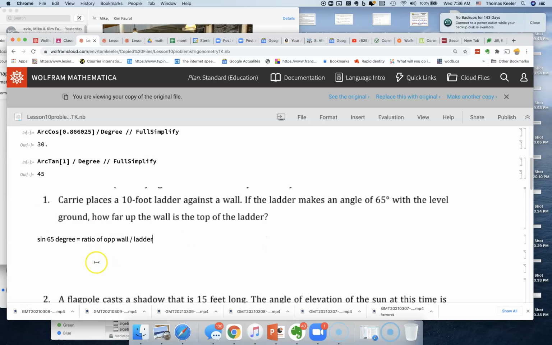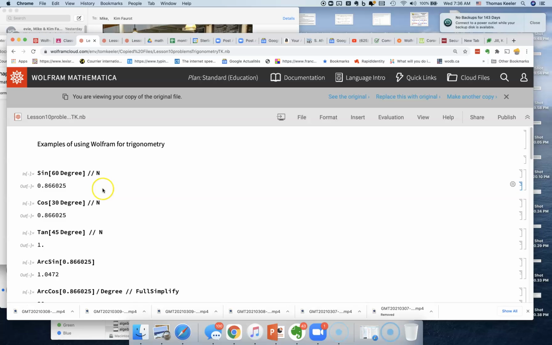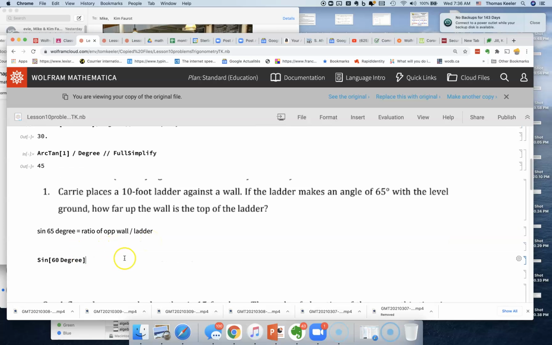So okay, sine of that, and if we go to the Wolfram language, we think, well, what should we do? A lot of times what you want to do is see if you can copy this. So I'm going to copy this, and what is it I don't know? I don't know the opposite wall, and so I say, oh, I just need to multiply by 10. So I'm going to evaluate that, and I get 5 radical 3.